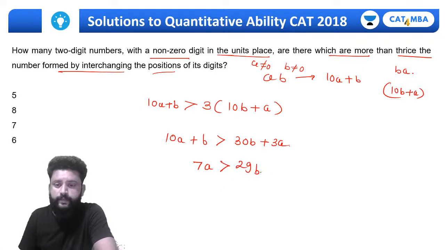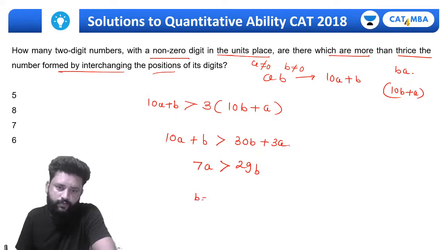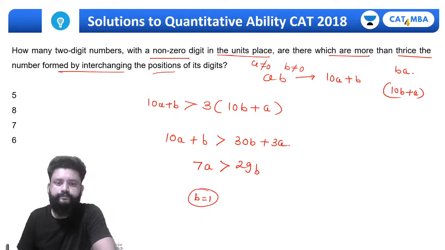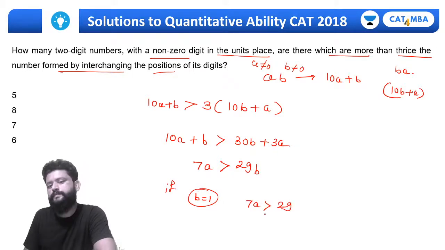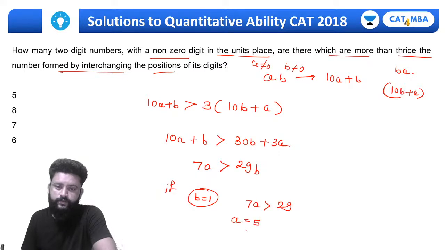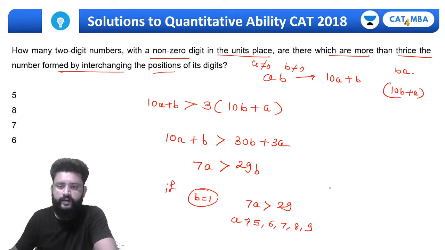Now we don't know what the value of B is. If B is 1, 7A must be greater than 29. So A can be 5, since 7 times 4 is 28. So A must be greater than 4. A can be 5, 6, 7, 8, 9. A must be greater than 4, right?